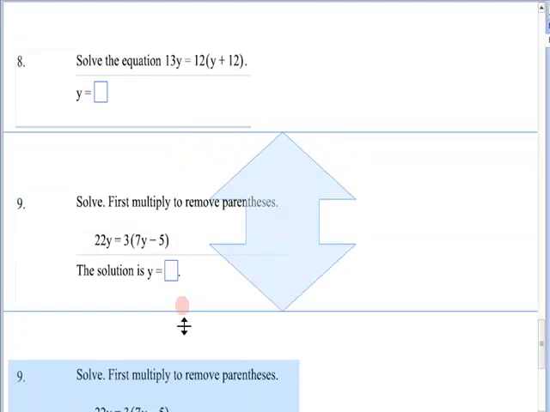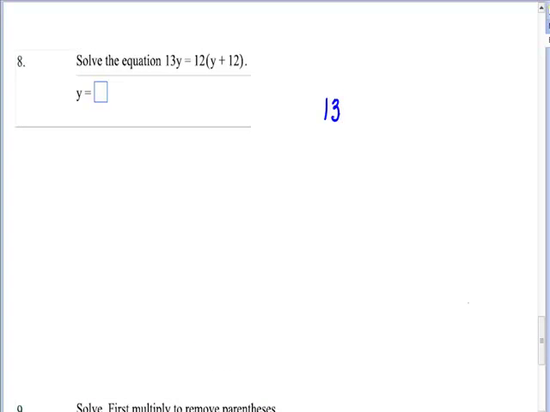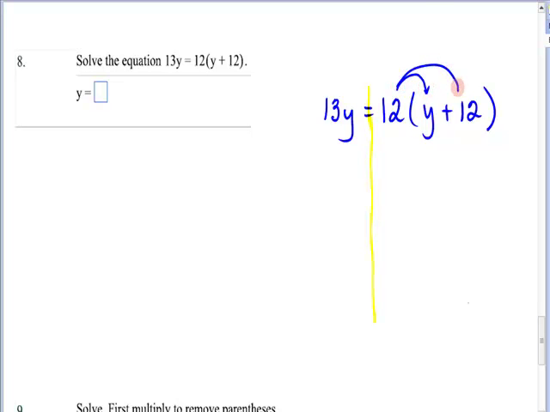Number 8. I have 13y is equal to 12 parentheses y plus 12. All right, this barrier is rather important, so I always write it. On the left side, there's an expression. Can you simplify it? No. On the right, there's an expression. Can you simplify it? Yes. We should be able to use the distributive property. 12 times y is 12y. 12 times 12 is 144. Copy down the 13y.